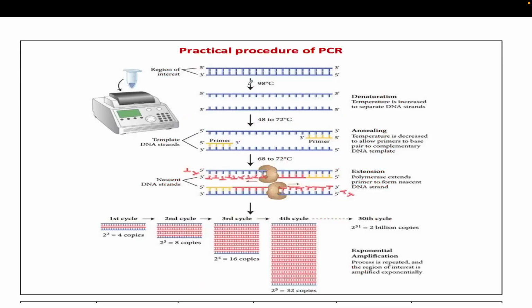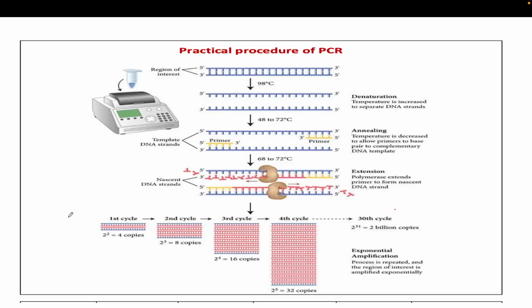At a higher temperature, this template DNA will separate, and each strand will work as a template for the next round of the cycle. Then in the second step, the primer will come and bind here through hydrogen bonding, doing the base pairing. Then at 72 degrees Celsius the polymerization will happen. The nucleotides will come and, with the help of this DNA polymerase, it will extend the primer to form the new DNA strand.